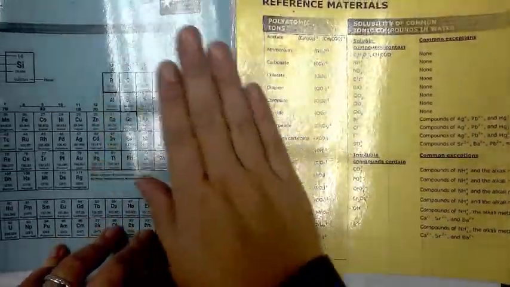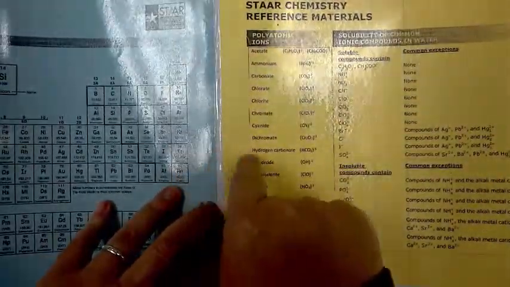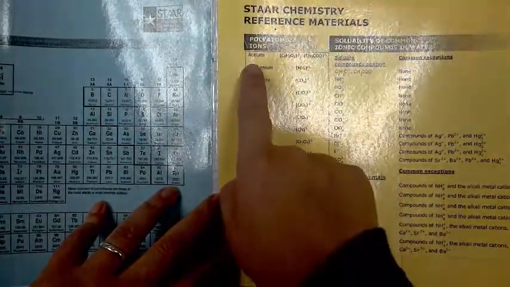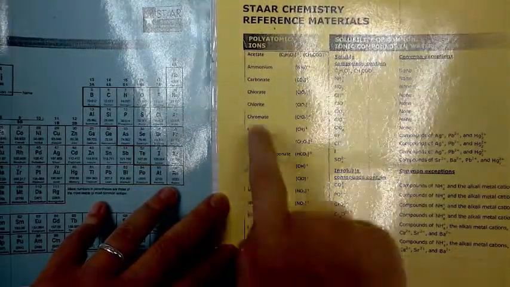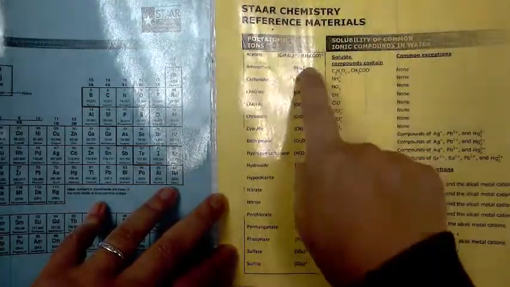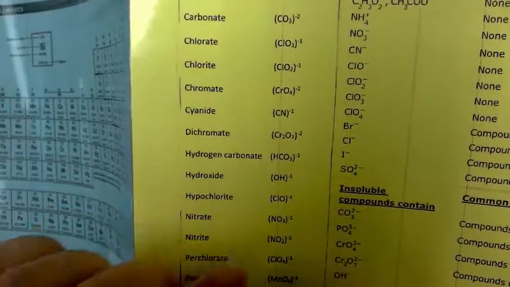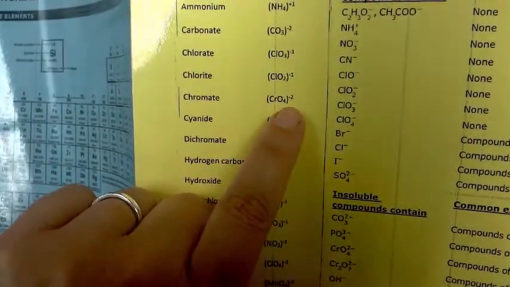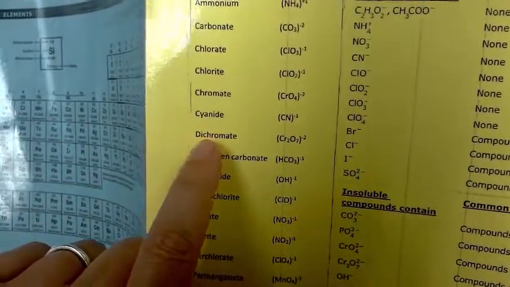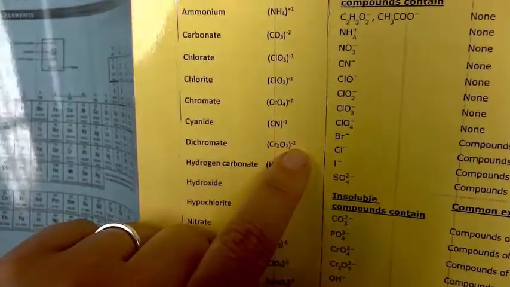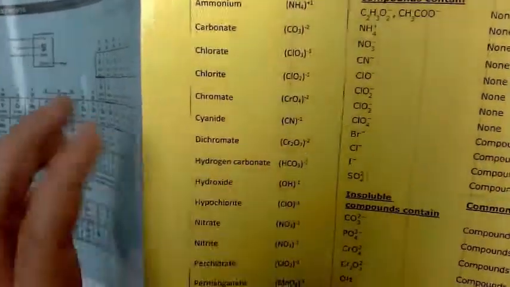So here's your periodic table, and right next to it we made it like this so that you only have to look right here. Right next to it are your polyatomic ions. These are their names and their formulas, and if you look really closely, there's actually charges on all those little formulas. So like dichromate is Cr2O7 with a -2 charge. This is what's called a polyatomic.